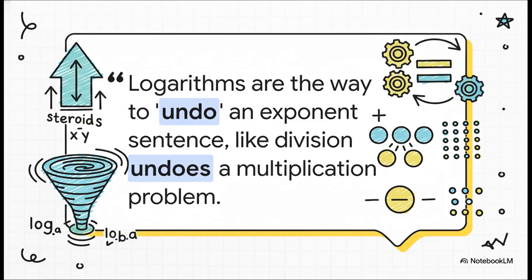If exponents are like multiplication on steroids, then logarithms are their natural opposite. It's just like how division undoes multiplication or subtraction undoes addition. They exist to answer a very specific question. What exponent do I need to raise this base to get this answer?